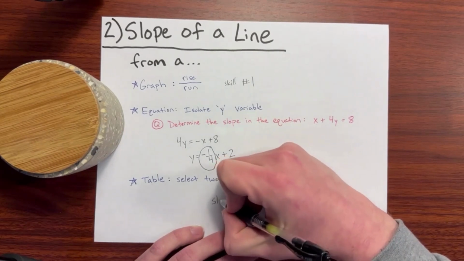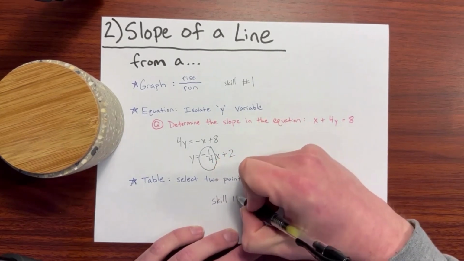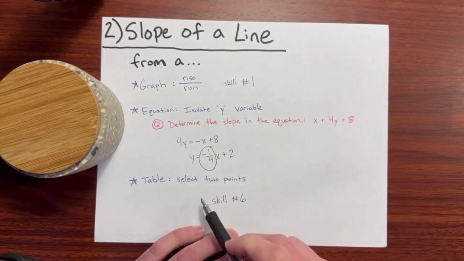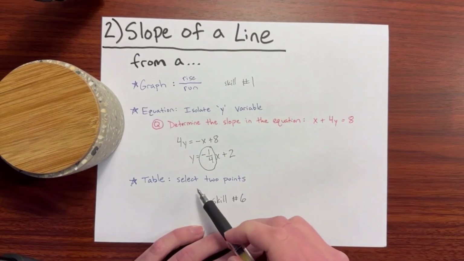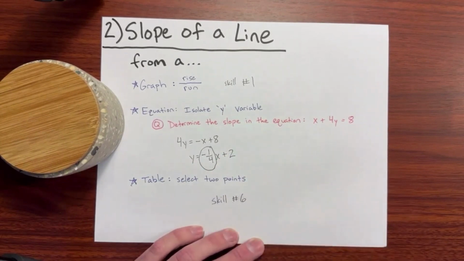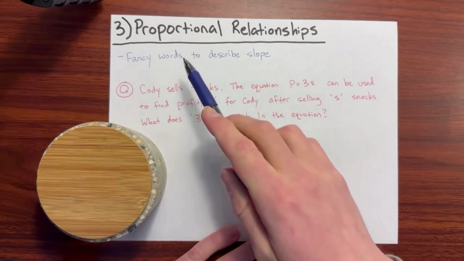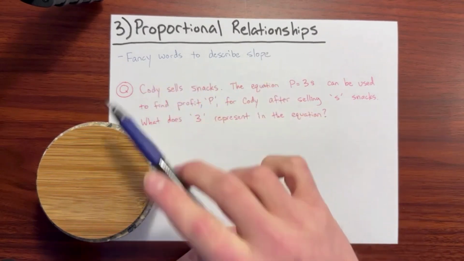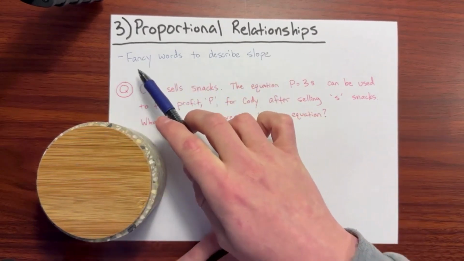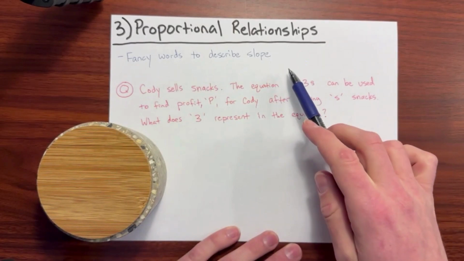And if you want to see how to do that, jump ahead to skill number 6, where we cover determining the slope from 2 points. Number 3, proportional relationships for equations and graphs. A proportional relationship, all you need to know is that it's some fancy words to describe the slope.